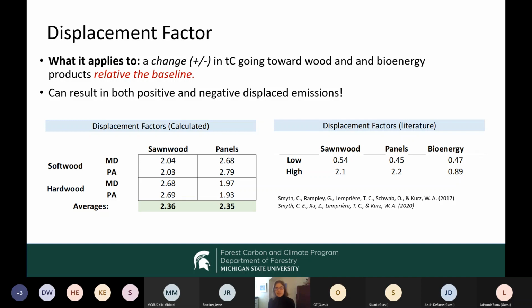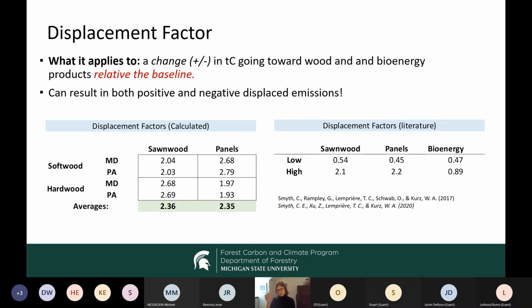So a note that the displacement factor only applies, again, to the change. If at whatever level, say the state level, they decide to have additional harvest, then the displacement factor that we apply to that additional harvest is going to be applied only to that additional harvest relative to baseline. So the whole harvest doesn't receive a displacement factor.